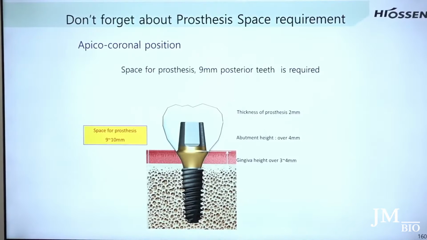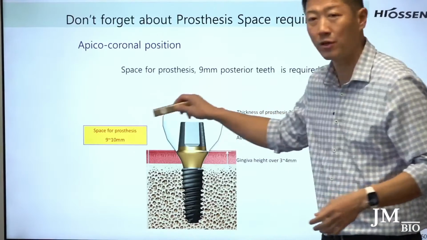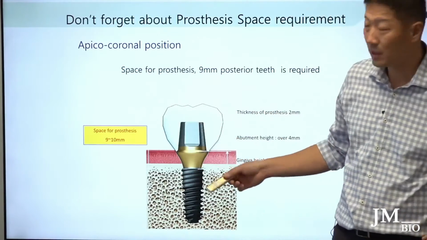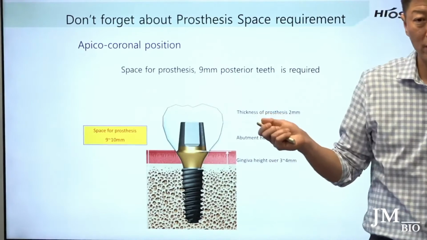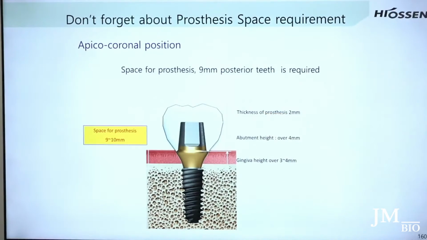You have to also be cognizant about the prosthetic height, right? Ideally, you want 9 to 10 millimeters of prosthetic height, because you have to have enough space for the crown. You have to have enough space for the abutment, because it's all about physics. We have zirconia crowns now and titanium abutments, but if these are too thin, when patients bite, it'll fracture. Something's gotta give somewhere.